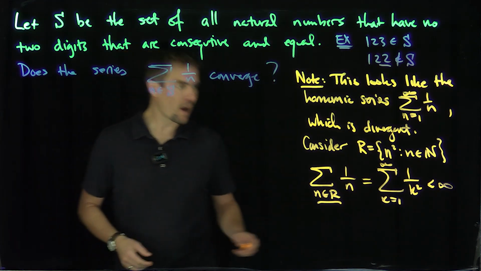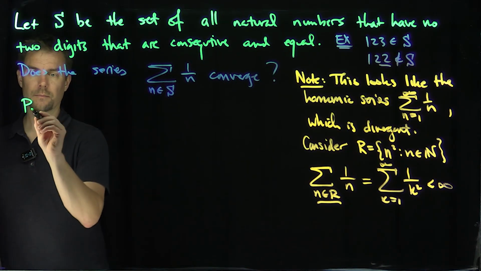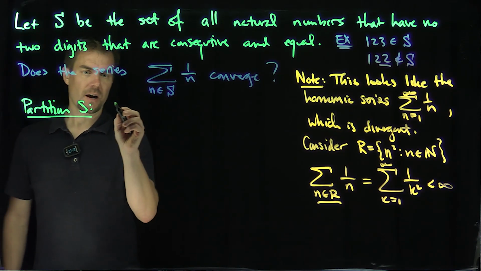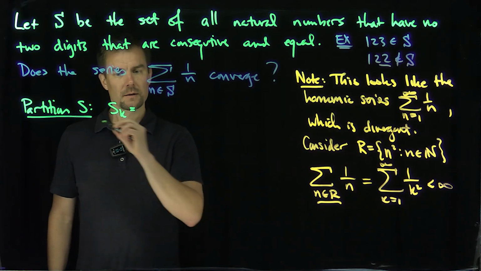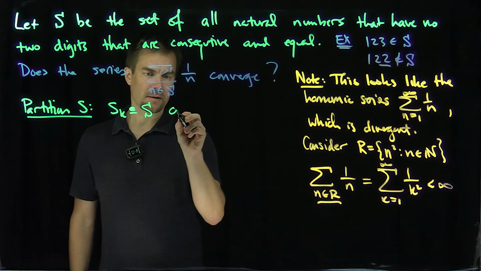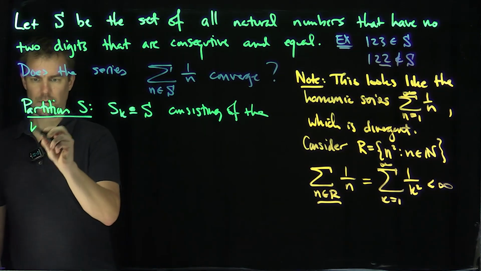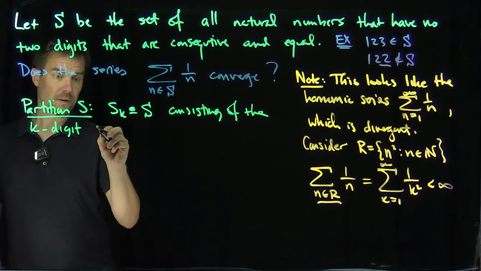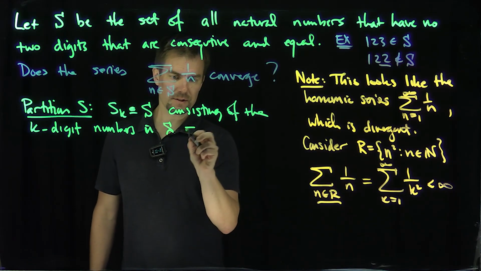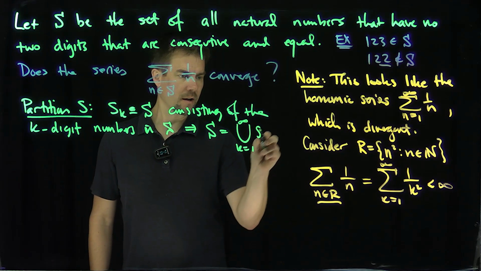So let's figure that out. How are we going to figure that out? We're going to partition the problem. So partition S. How am I going to do that? I'm going to let Sk be the subset of S consisting of the k-digit numbers in S. Then this implies that S is the union, k goes from 1 to infinity, of Sk.